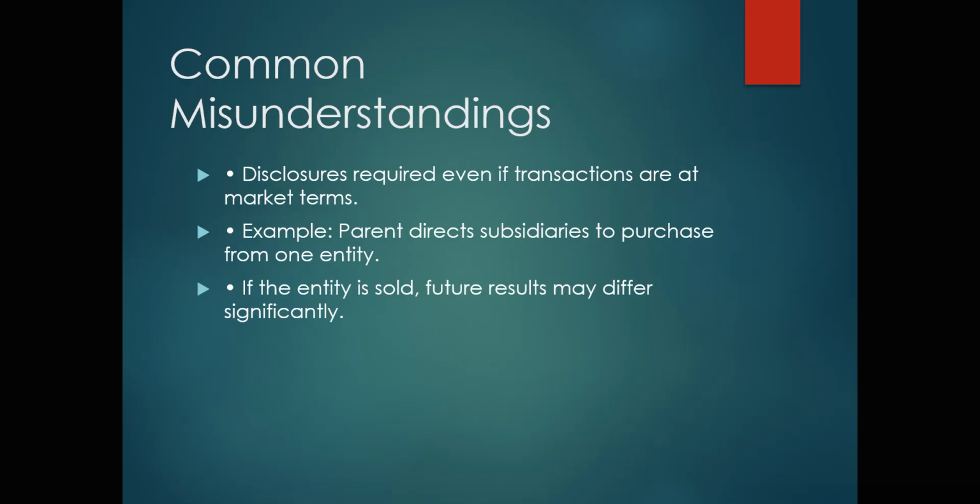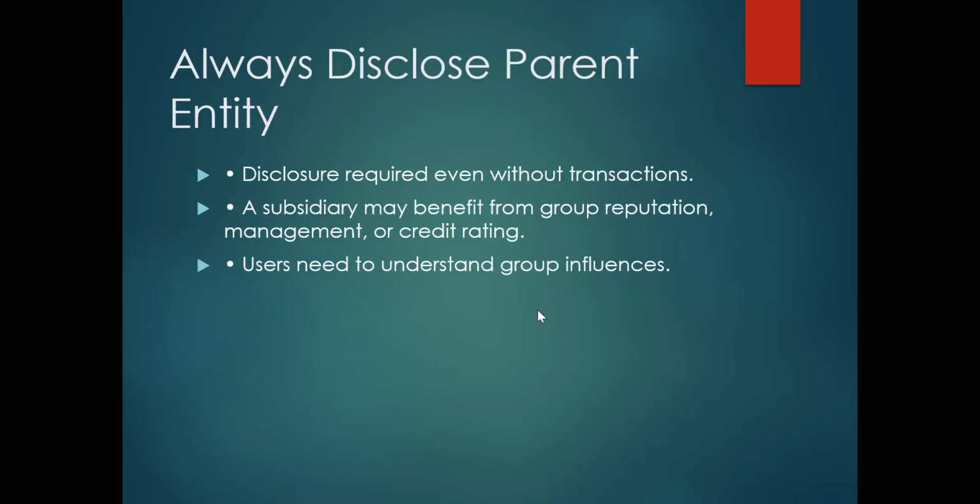You must disclose. So an example is parent and subsidiaries purchasing from one entity. If a parent buys from this entity, even if they buy from them, you still have to disclose. If the entity is sold, future results may differ significantly. So let me just go to the next one.